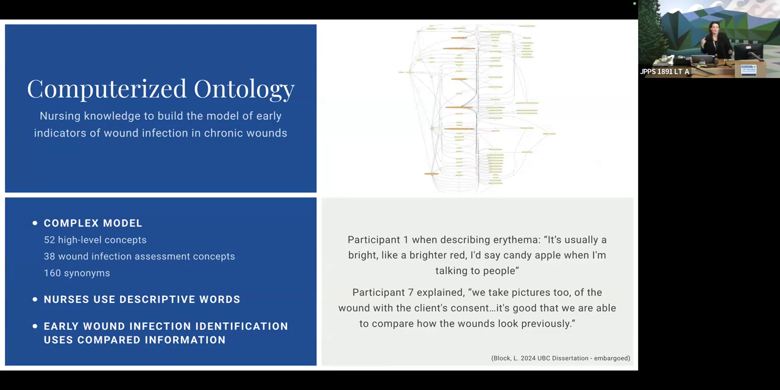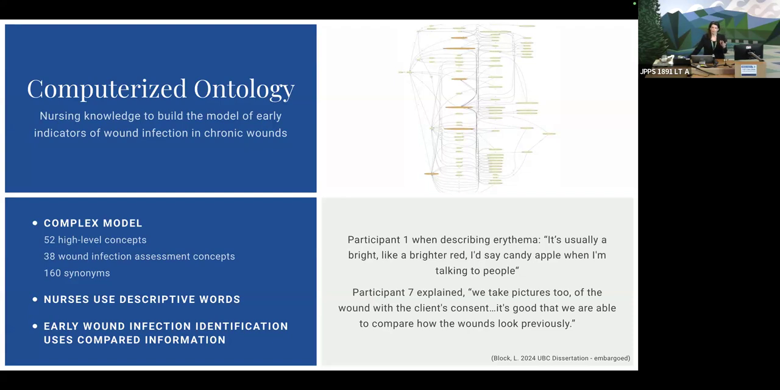And so what did I do? I went to the literature and I found some concepts. No biggie, right? Erythema, induration, increased drainage, etc. But I was curious. Those perhaps are the more obvious ones, and we know also in the literature some of the subtle ones, but I wanted to know what were the specifics that nurses were seeing as those early first indicators or early signs of localized wound infection.